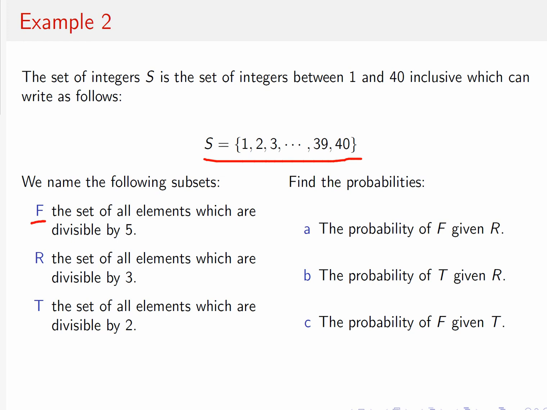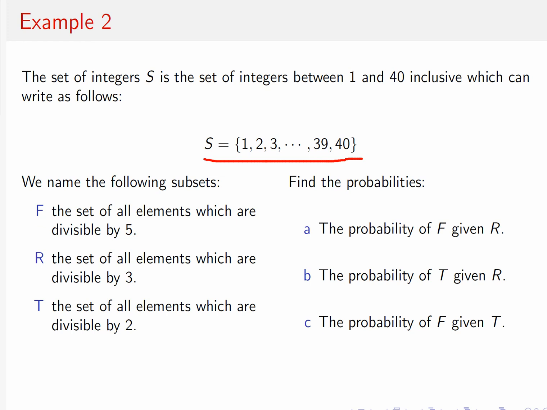And we have the set F. If it's divisible by 5, it's in set F. If it's divisible by 3, it's in set R. And T is the set of all values that are divisible by 2. Then we're asked to find these three probabilities.